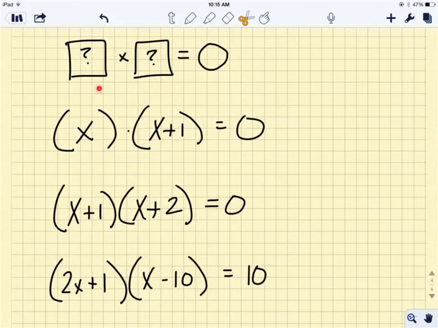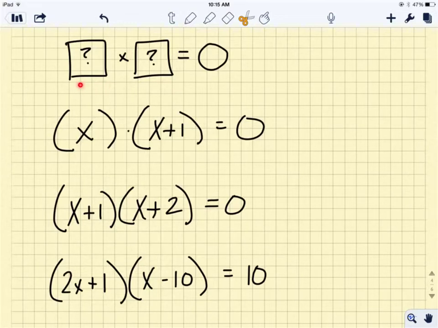A few other students told me, well, they both could equal 0, and they're right about that as well. And we're going to use that fact, what's called the multiplicative property of 0, and we're going to go ahead and work with stuff like it.